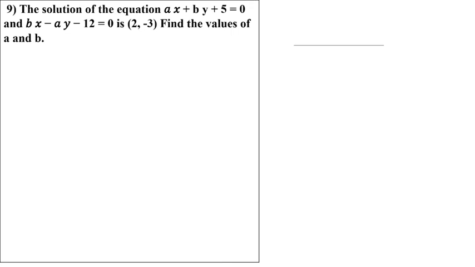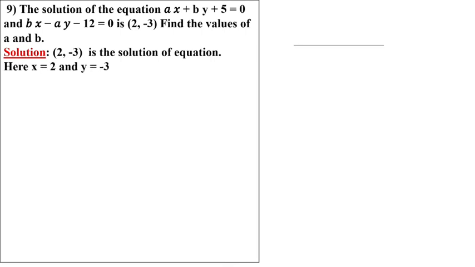Now question number 9. The solution of the equations ax + by + 5 = 0 and bx − ay − 12 = 0 is given in the bracket as (2, −3). Find the value of a and b. Here the x value is 2 and the y value is −3. We will substitute these two values to find the value of a and b.